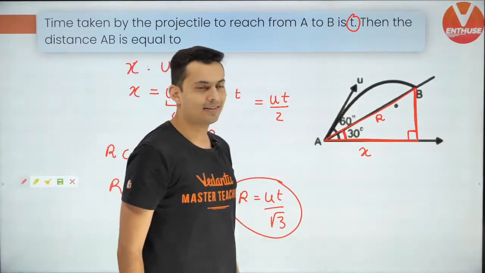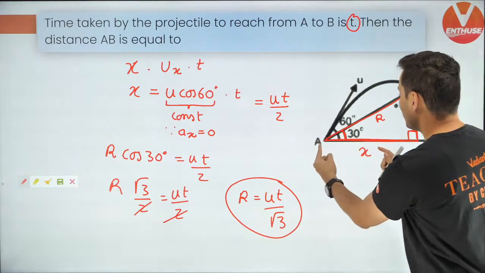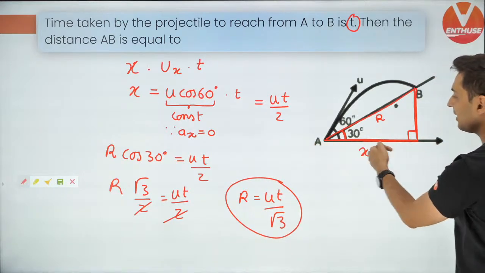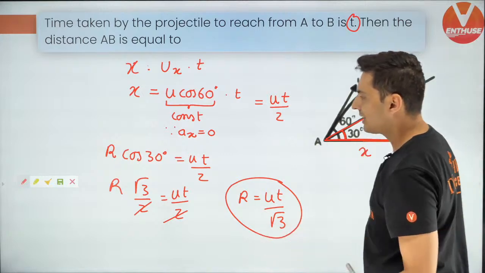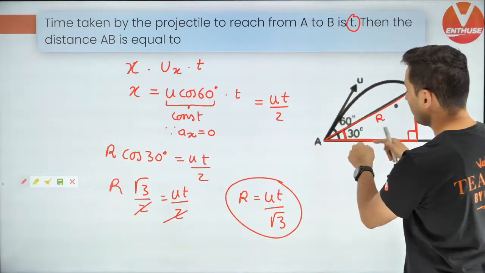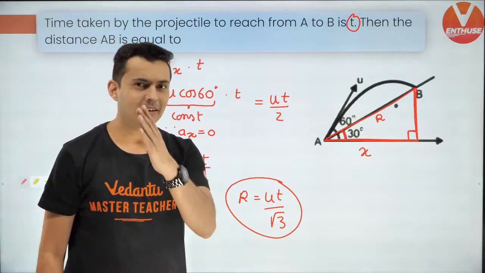How simple it is. Two concepts used. Velocity in the x direction is constant. So displacement in x is velocity in x into time. That's it. So just look at x motion. And second thing, use trigonometry. So only two concepts used. No inclined formula. Isn't it really nice?